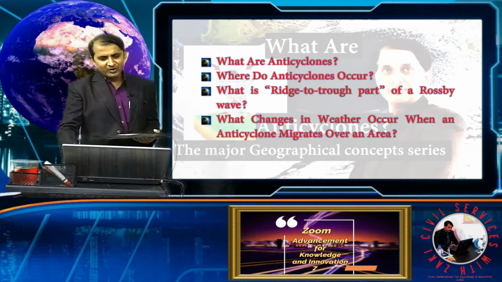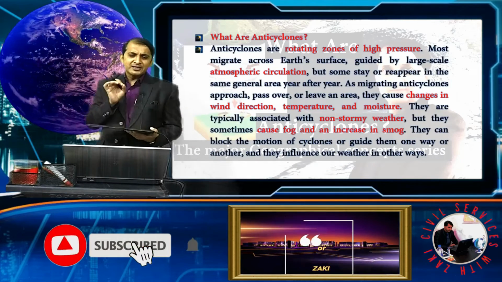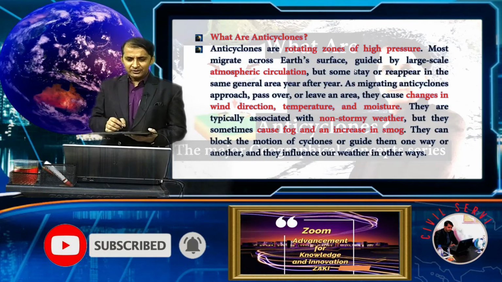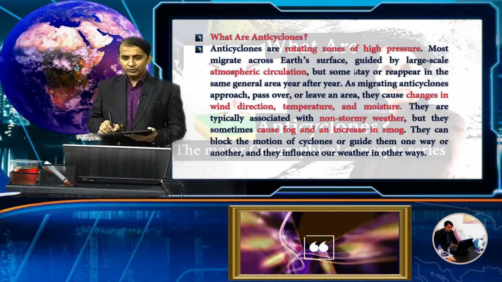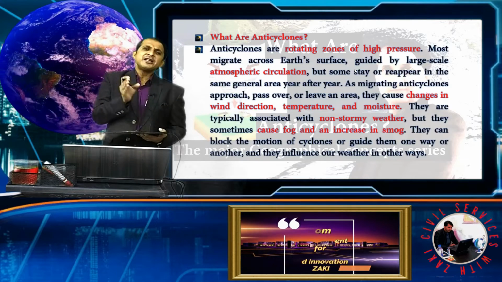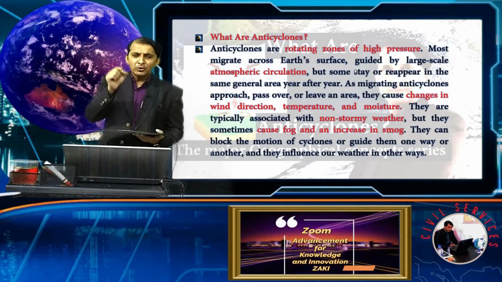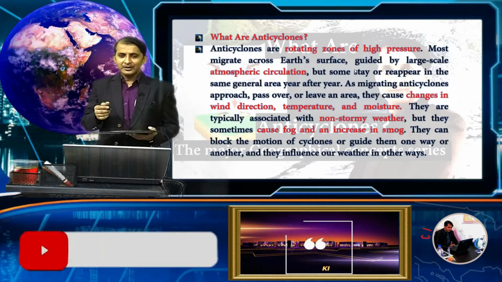First, what are anticyclones? Anticyclones are rotating zones of high pressure. It is just opposite to the cyclone. A cyclone is a zone of low pressure, so any low-pressure belt we can call a cyclone.